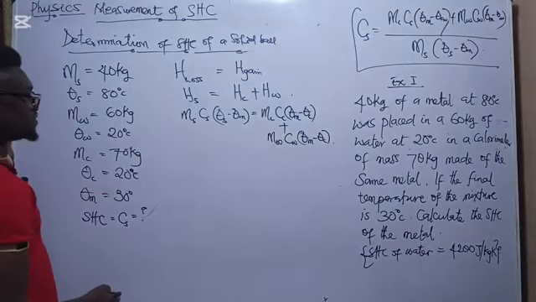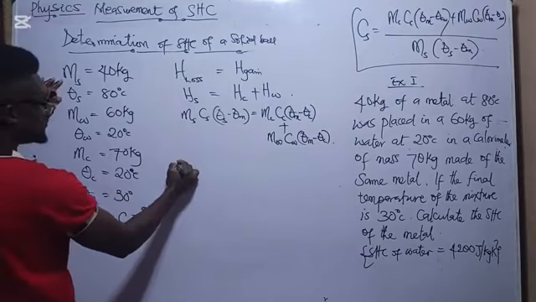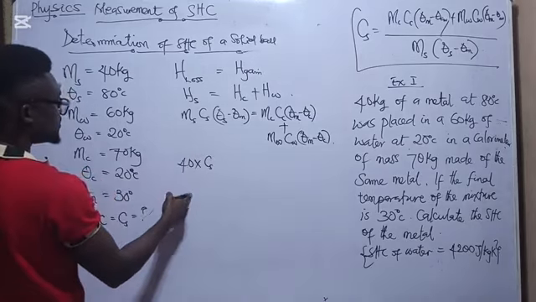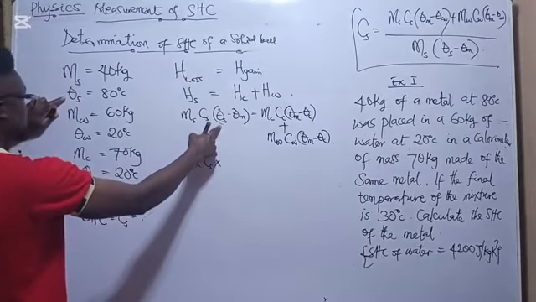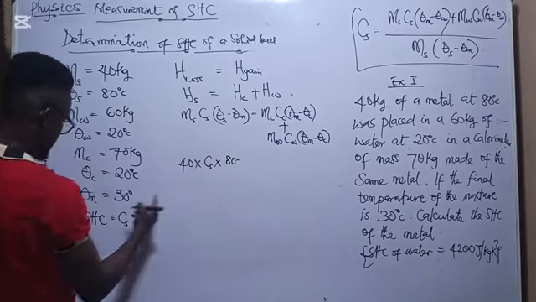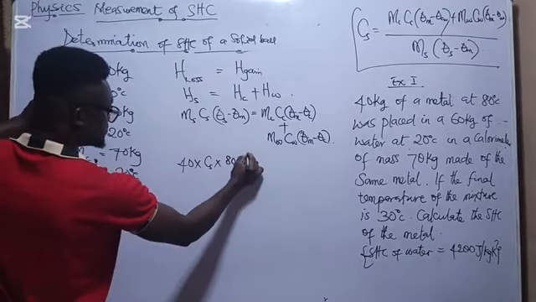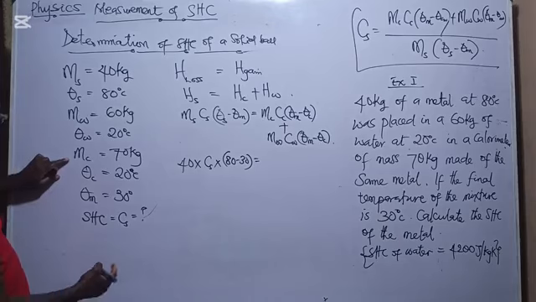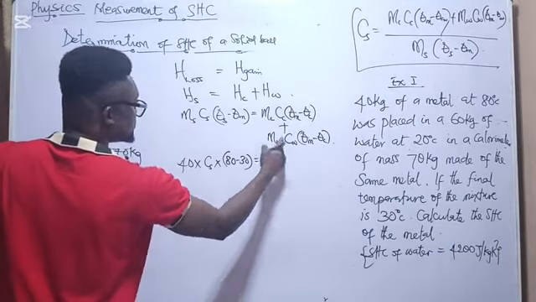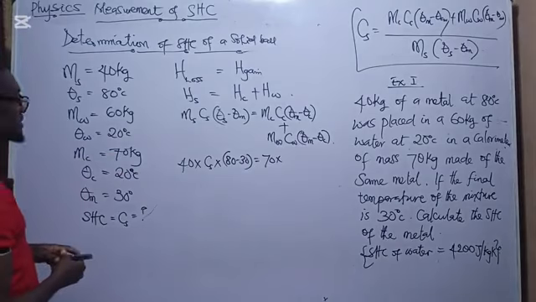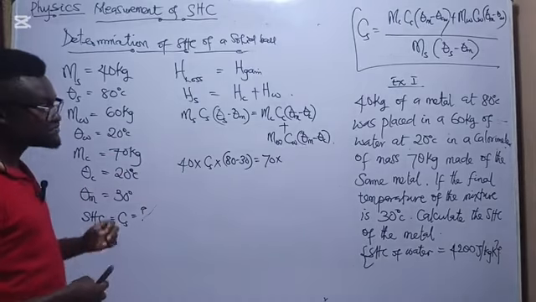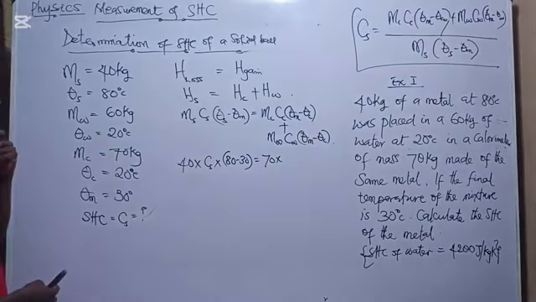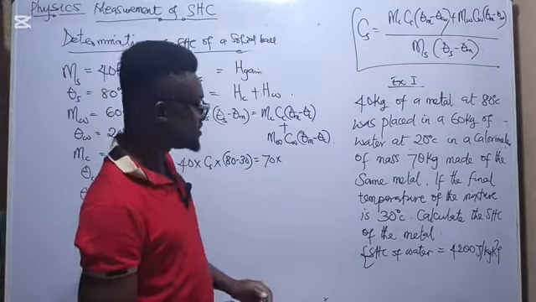So at this point, we need to do the substitution. Mass of the solid is given as 40 kg. The specific heat capacity of the solid is the one we are looking for. The temperature difference will now be 80 minus 30, which will now be equal to mass of the calorimeter. Mass of the calorimeter is 70. The specific heat capacity of the calorimeter: now listen, it will be the same thing with the specific heat capacity of the solid. Let's see this.